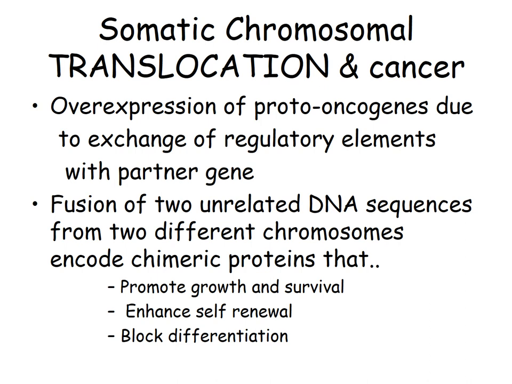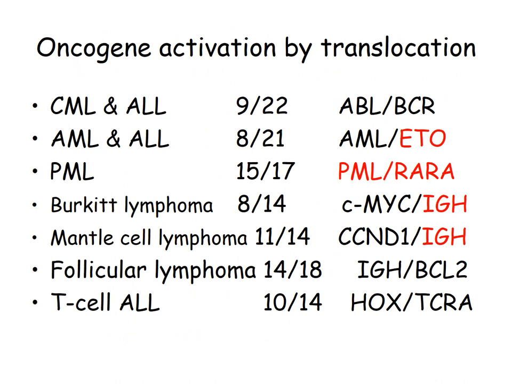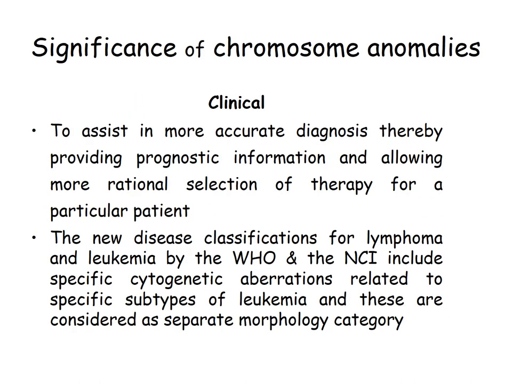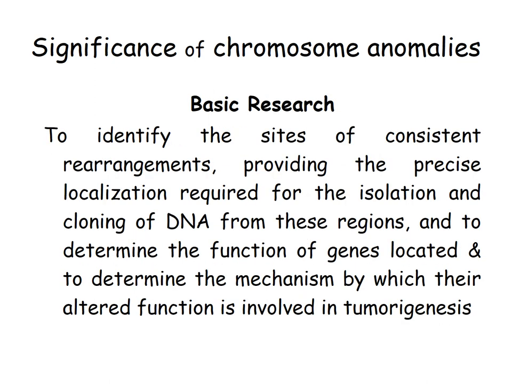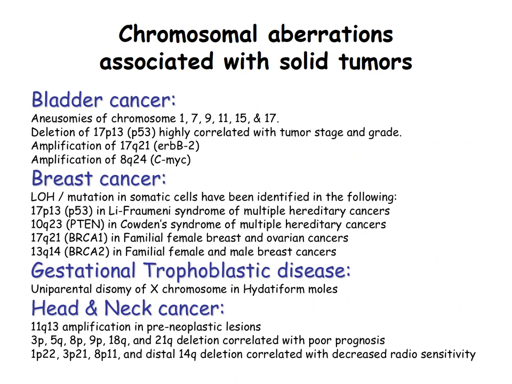They may promote growth and survival, they may enhance self-renewal, they may block differentiation, and thus contribute to one or more hallmarks of cancer which we discussed in the beginning. So, these are the examples where oncogenes got activated due to translocation. These are all leukemias, that is, blood cell malignancies. So, this is the clinical significance and also basic research which I just explained.